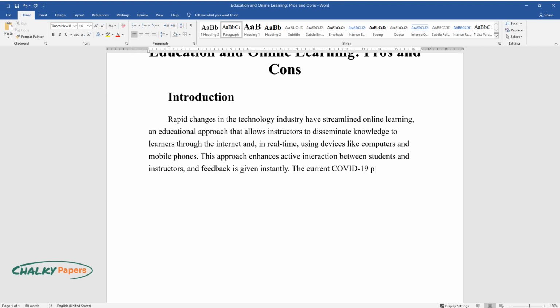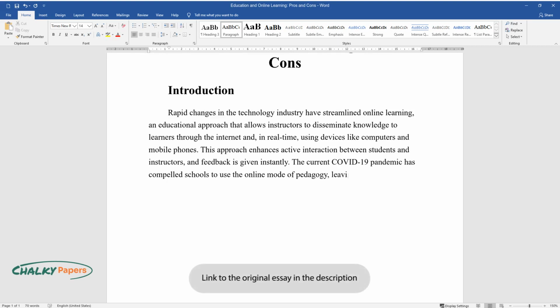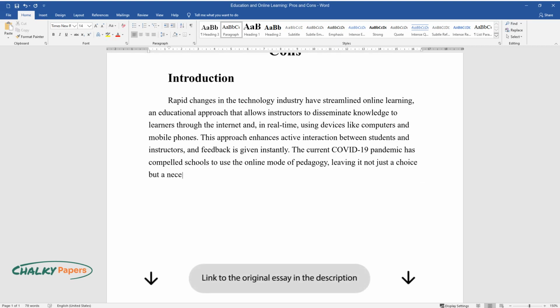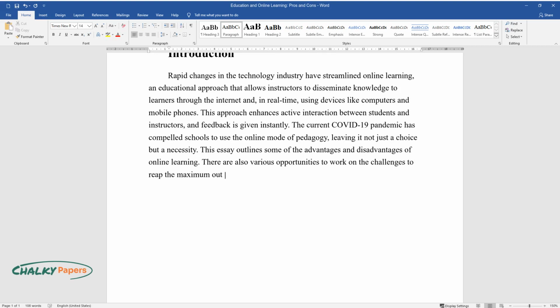The current COVID-19 pandemic has compelled schools to use the online mode of pedagogy, leaving it not just a choice but a necessity. This essay outlines some of the advantages and disadvantages of online learning. There are also various opportunities to work on the challenges to reap the maximum out of this approach.